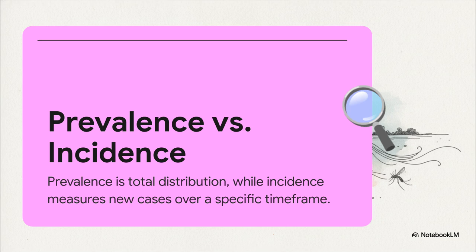Prevalence refers to the total distribution, so 75% of Ethiopia's landmass is considered malarious, meaning 60% of the population is at risk. Incidence, however, refers to the new cases occurring within a specific time frame. In Ethiopia, we see an incidence of 5 to 6 million cases annually.